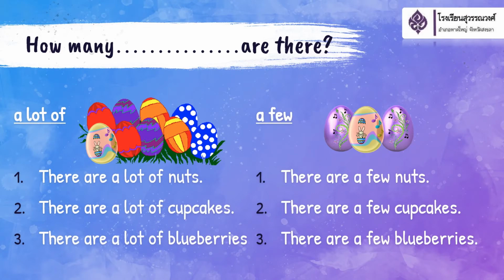Now let's learn to use them in sentences. We can make sentences by adding there are. For example, first, a lot of. Number 1. There are a lot of nuts. Number 2. There are a lot of cupcakes. Now let's make sentences from a few. Number 1. There are a few nuts. There are a few cupcakes.